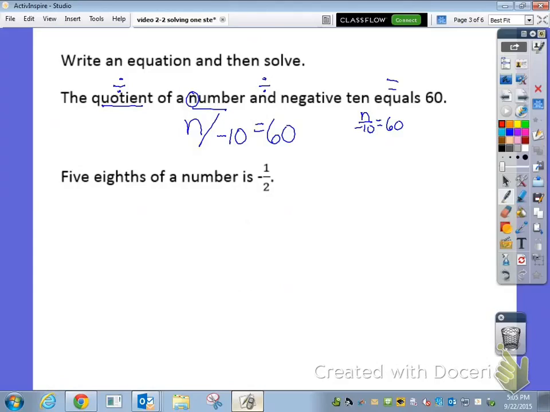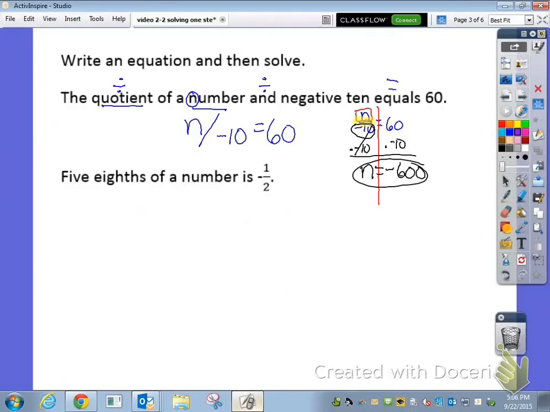Now I'm going to do the steps just like what we said. Box your variable. Draw your line. Okay? Look for the operation. It's division. What is the opposite of dividing? It is multiplication. And then what's attached to the variable? -10. So you're going to multiply by -10. You multiply by the exact same thing. These cancel out. N equals -600. And that is your solution.